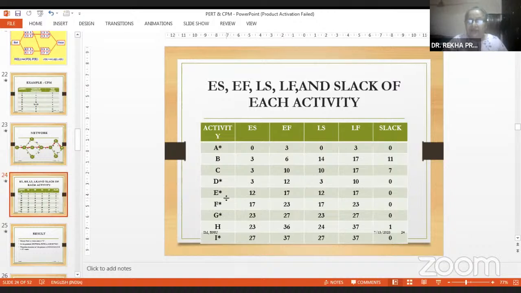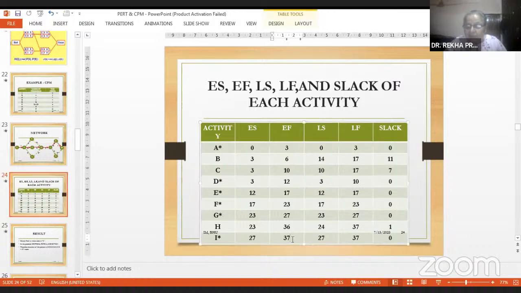Similarly, F will start when E finishes. So it is 17. Then you add the duration to it. G will start when F finishes. So it is 23. And then you add the duration to it. H will start when F finishes, because both these start when F finishes. So 23. I will start when G finishes, so 27. And then you add the duration. So it will take 37 weeks to complete the whole project. So that is the early finish of I. By latest, all the activities should finish by 37.